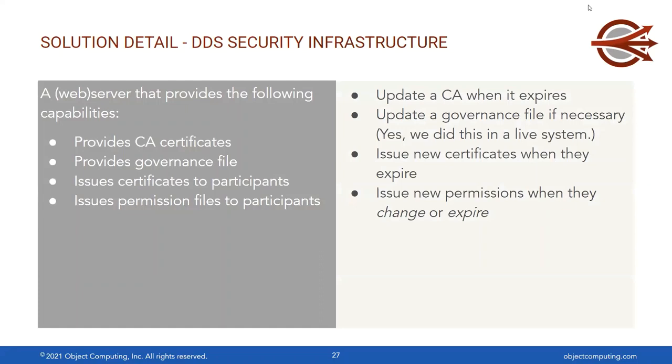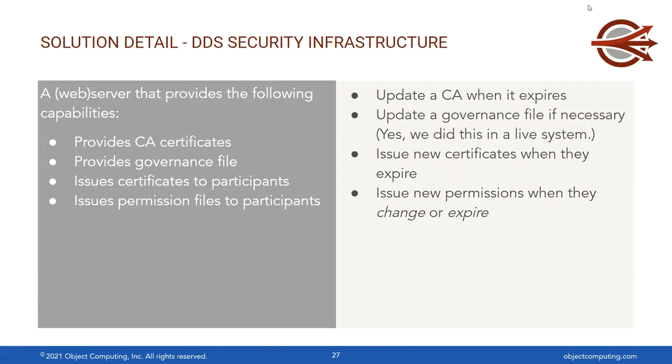So I've mentioned a variety of documents. There's 6 documents in total: 2 CAs, a public and private key, a governance file, and a permissions document. What we have found by doing this, for real, for a client in practice, is that you really need a system to manage all this, and we call that the DDS security infrastructure. It's really just a web server that provides the CA certificates, provides the governance files, issues certificates, and then issues permissions files to participants.